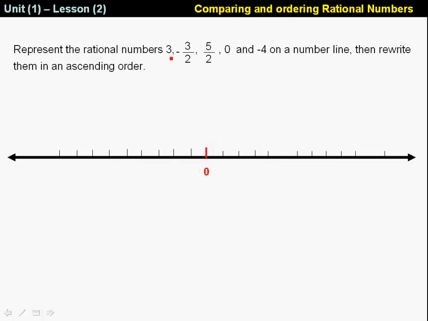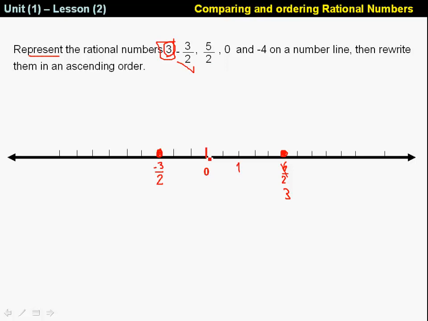Okay, let us start first to represent these numbers. 3. We have 1 over 2, 2 over 2, 3 over 2, 5 over 2, and 6 over 2, which is 3. So 3 is here. We have to draw a small circle as a point here. Minus 3 over 2, this is minus 1, minus 2, minus 3. So this is minus 3 over 2. Please draw a small circle.